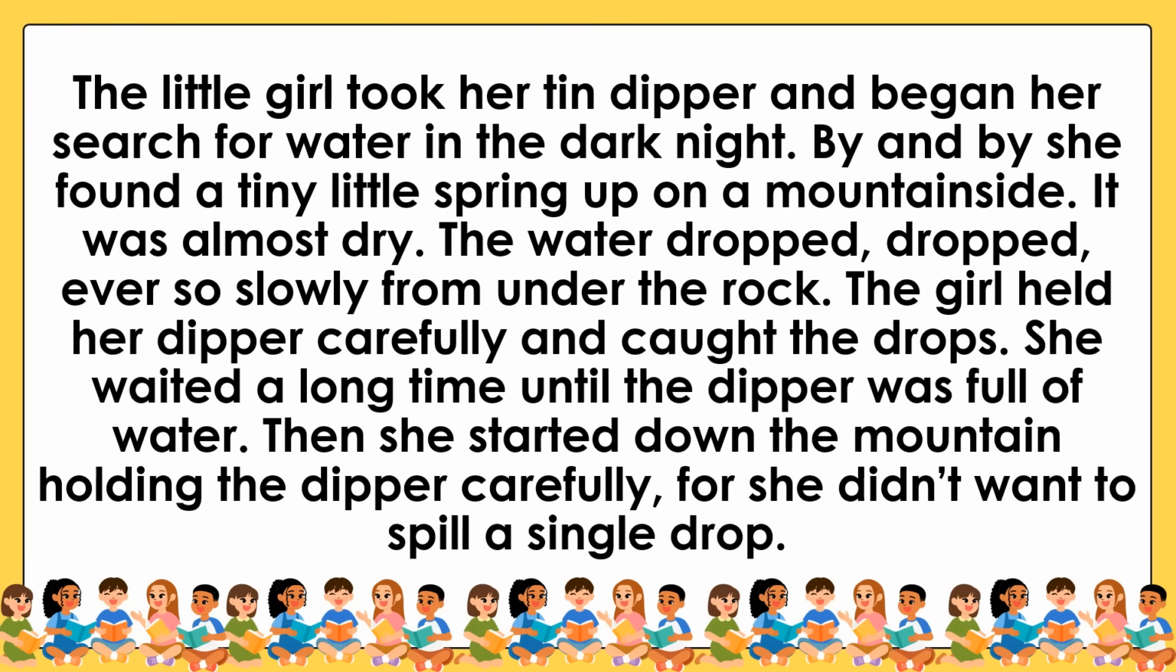The little girl took her tin dipper and began her search for water in the dark night. By and by, she found a tiny little spring on a mountainside. It was almost dry. The water dropped ever so slowly from under the rock. The girl held her dipper carefully and caught the drops. She waited a long time until the dipper was full of water. Then she started down the mountain holding the dipper carefully, for she didn't want to spill a single drop.